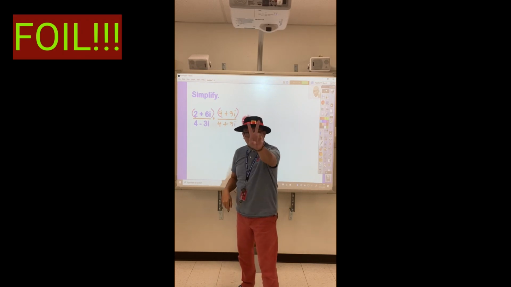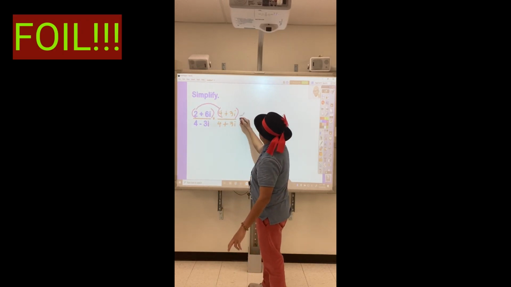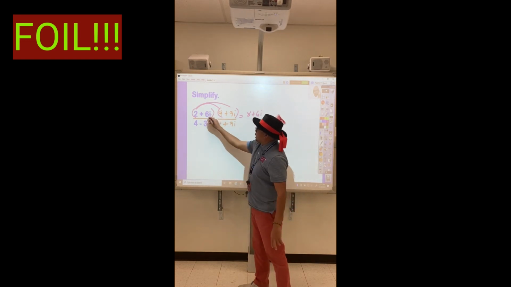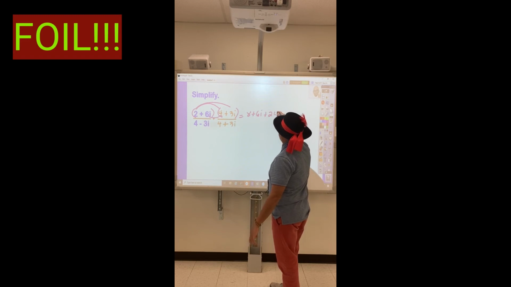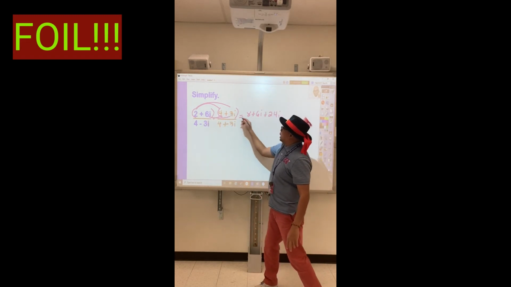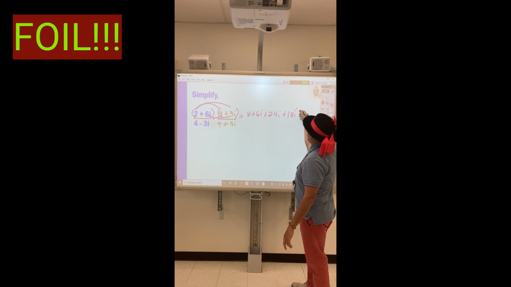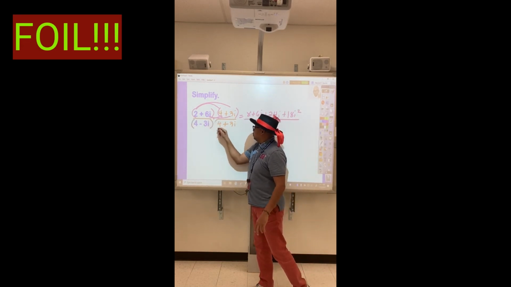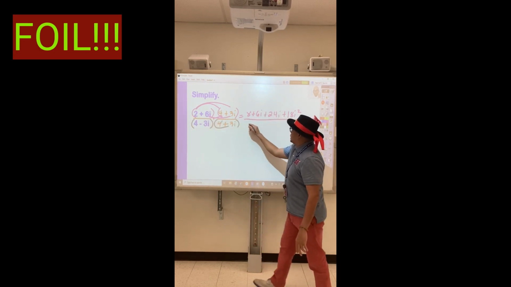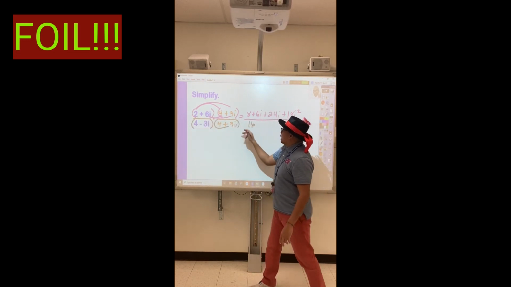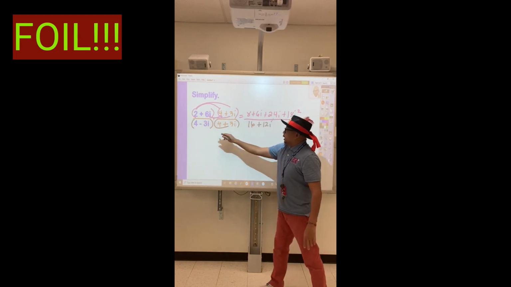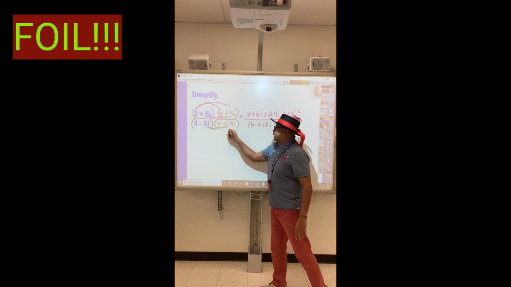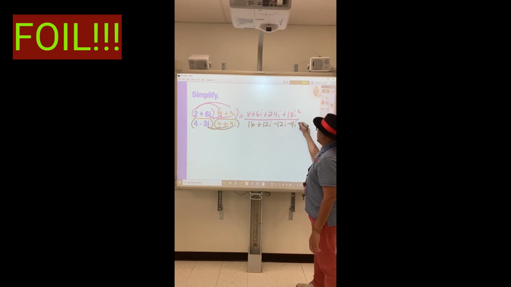Now, we will multiply the numerators. Foil it. You're going to foil here twice. 2 times 4 is 8. 2 times 3i is 6i. 6i times 4 is 24i. And 6i times 3i is 18i squared. While the denominator here, 4 times 4 is 16, 4 times 3i is 12i, negative 3i times 4 is negative 12i, and negative 3i times 3i is negative 9i squared.